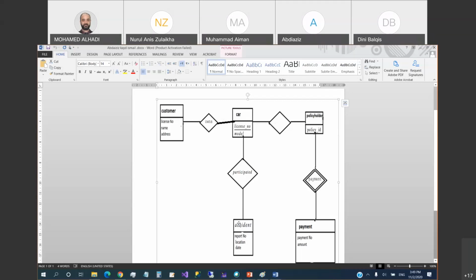And here we have an accident. The accident has a report number. It should have an underline. Location, date, this is correct, but the cardinality is not mentioned. And also we have policy holder payment. This part is totally wrong. So similar to your colleagues, you better go and modify your design.